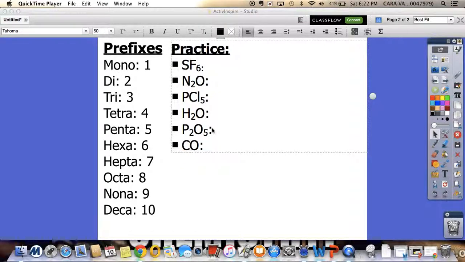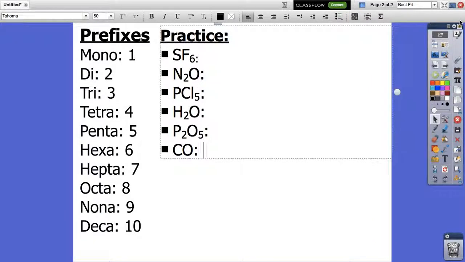Hello, students. At this point, you should have already taken a look at the PowerPoint over binary molecular naming and have somewhat of an idea with the rules of binary molecular naming. This tutorial is to give you some practice, just hearing me work through these one by one.